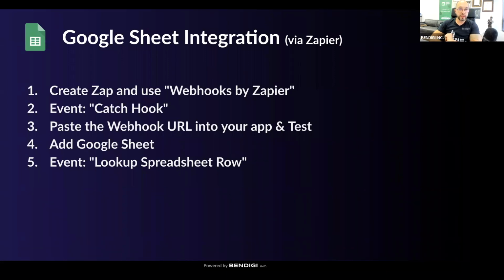Okay, let's now integrate your mobile app with Google Sheets. This way, every time there's a new contact in your app, the information is sent over to Google Sheets and is recorded in a row. So I'm going to use Zapier and specifically webhooks by Zapier. So let's go through the steps together.